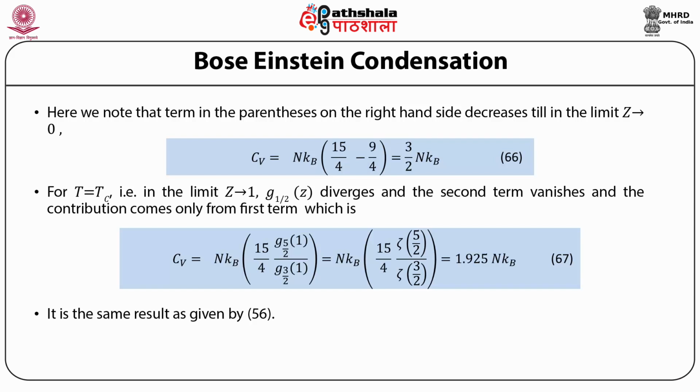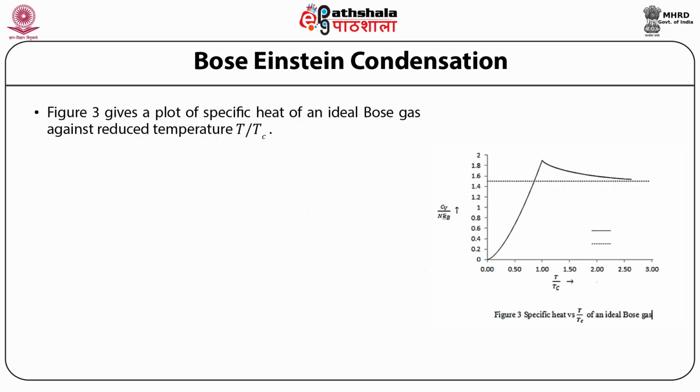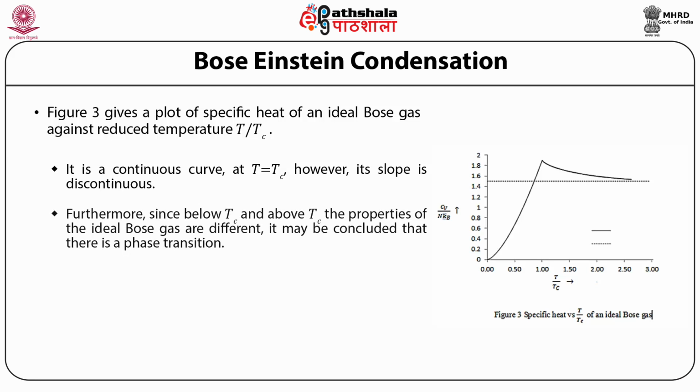Figure 3 here gives a plot of specific heat of an ideal Bose gas against reduced temperature T upon Tc. It is a continuous curve at T equal to Tc. However, its slope is discontinuous. Furthermore, since below Tc and above Tc the properties of the ideal gas are different, it may be concluded that there is a phase transition.